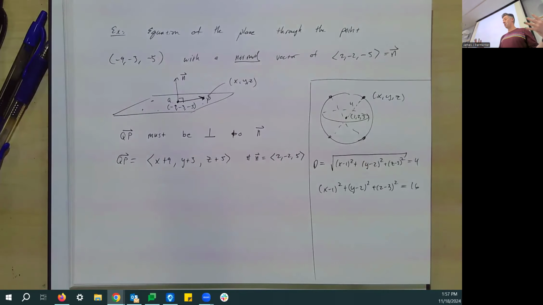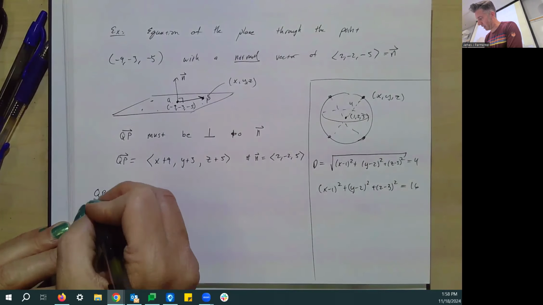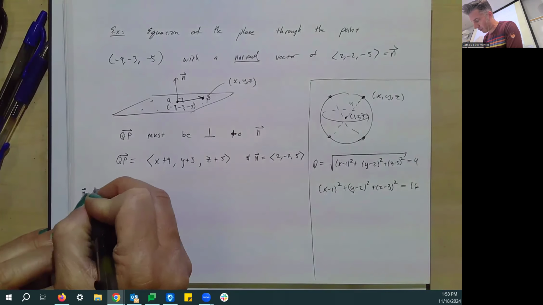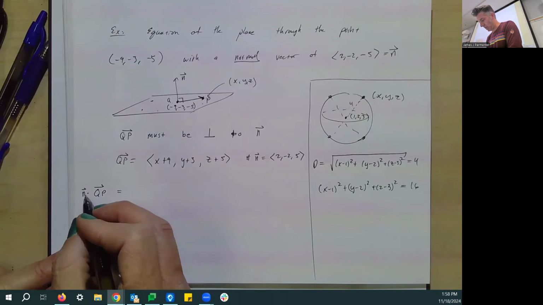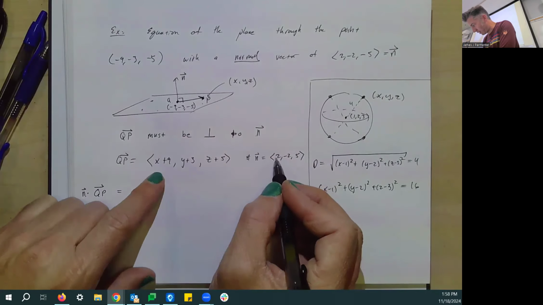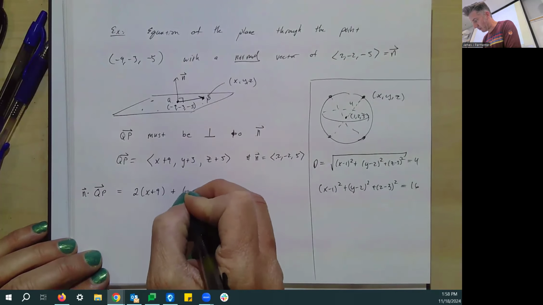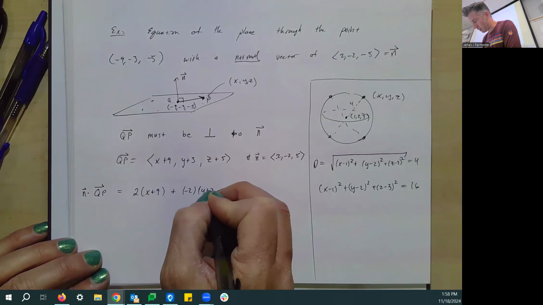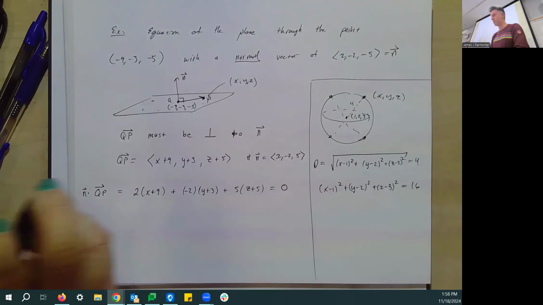And now here's the result. These vectors have to be perpendicular, which means their dot product has to equal 0. Let's write the n first. It doesn't really matter what order you dot product. It's a commutative relationship, just like addition or multiplication, not subtraction. So n dotted with QP is going to be, multiply the components together: 2 times x plus 9, plus -2 times y plus 3, plus 5 times z plus 5 should equal 0.